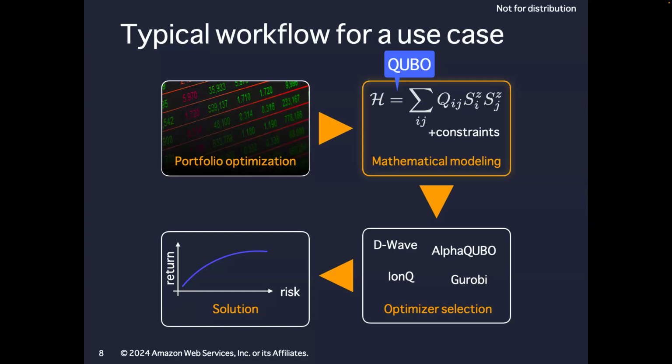You know, how do you represent the problem mathematically such that a quantum device or any other device can tackle it? Once you've done your mathematical modeling, you can pick your optimizer. It can be any of those: D-Wave, AlphaCube, IonQ, Gurobi, whatever tool you want. You run the problem and you obtain a solution. So this is typically what happens. We start with the problem and then we go through these motions.